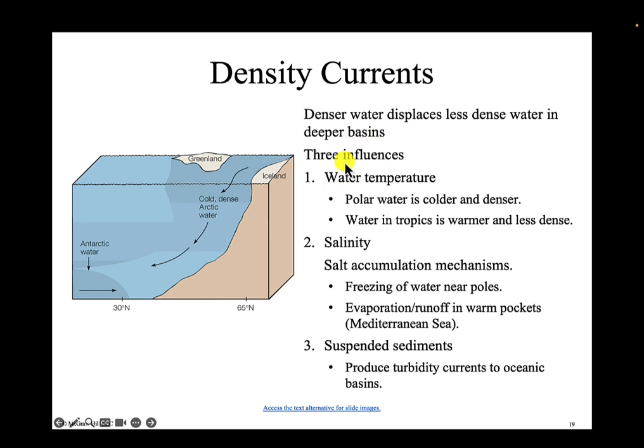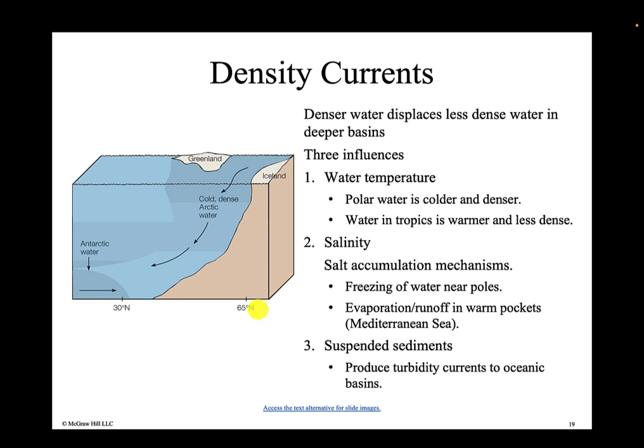Like I said, three things can influence the density of those ocean currents. That would be the temperature. For instance, cold waters are denser than hot waters. The water in the tropics usually is warmer and less dense than the waters from the polar regions, so polar regions will usually push the waters into the tropics, and that's what's represented in this picture.